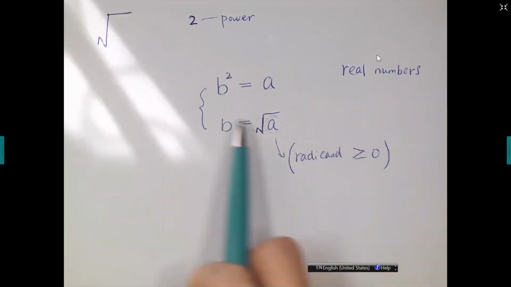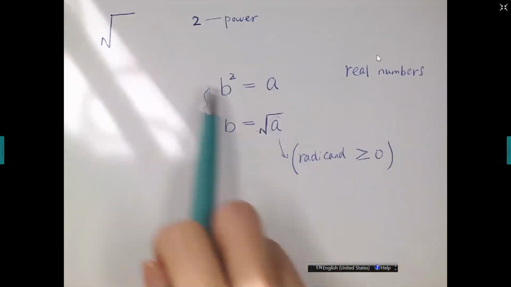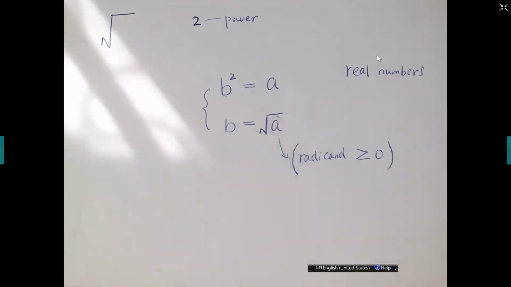So this is what the radical symbol, the radical sign, means. We know what a radical expression is. The next thing we are going to do is, given one radical expression, we want to simplify it. How do we simplify a radical expression?